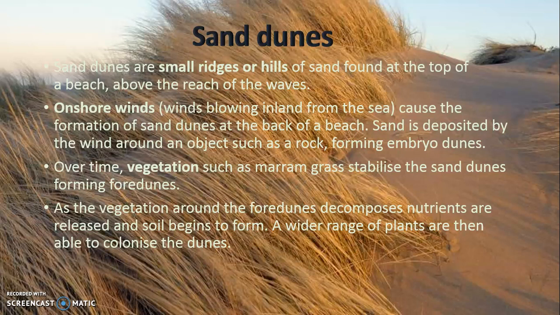Sand is deposited by the wind around an object such as a rock, forming embryo dunes. Over time, vegetation such as marram grass stabilizes the sand dunes, forming fore dunes. As the vegetation around the fore dunes decomposes, nutrients are released and soil begins to form. A wider range of plants are then able to colonize the dunes.